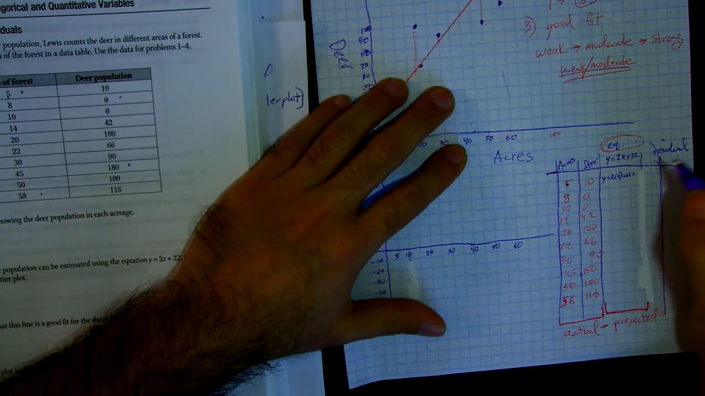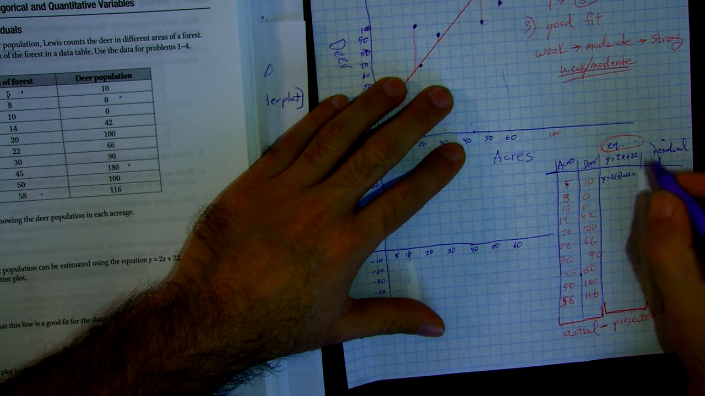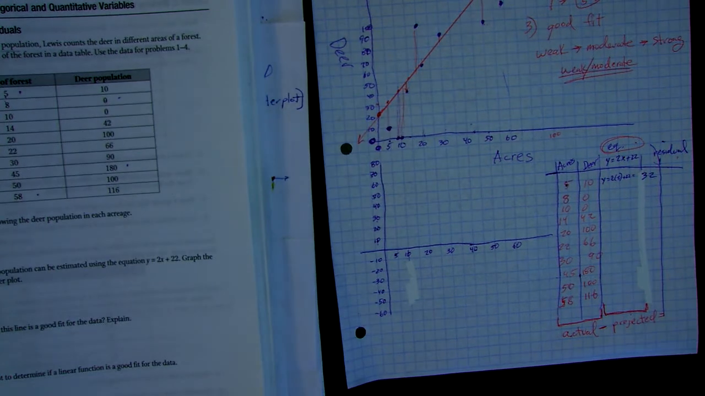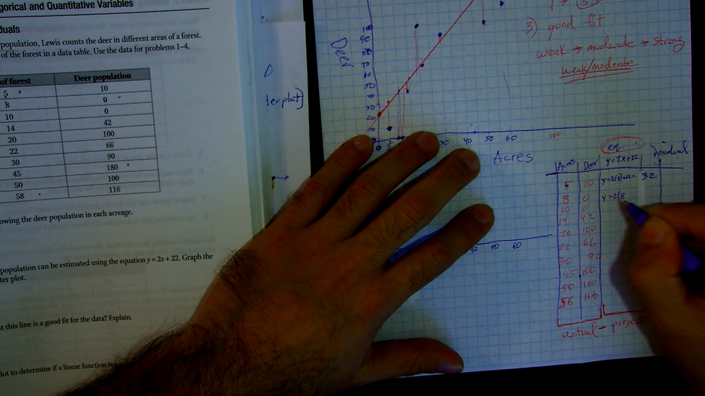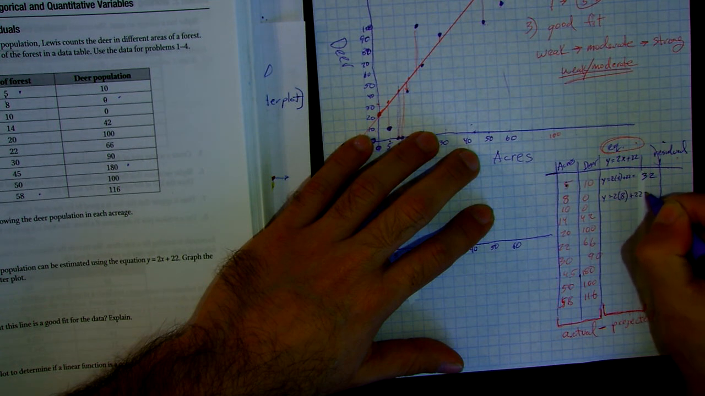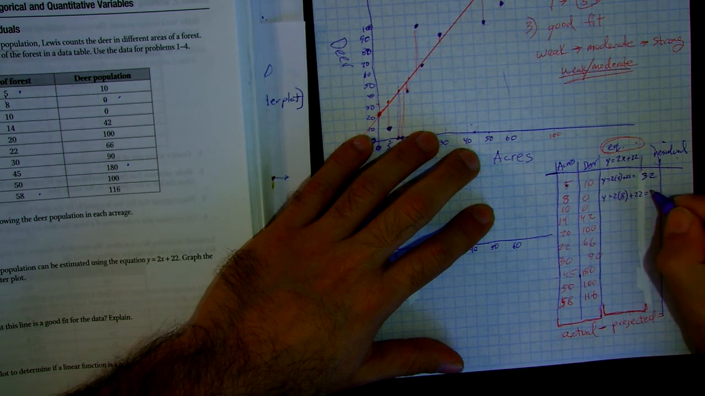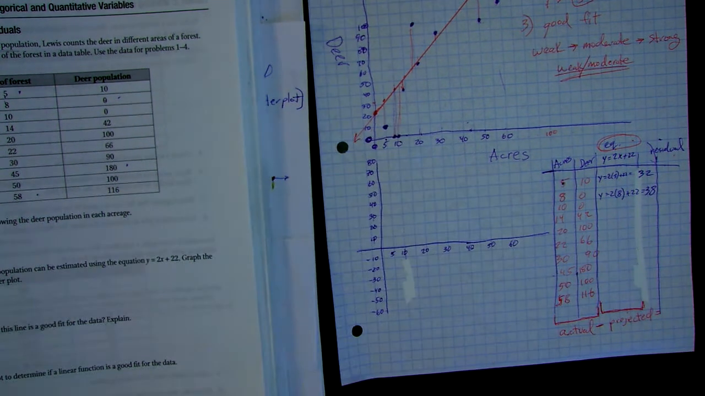Okay. So 2 times 5 plus 22, the line of best fit says that there should be 32 deer on 5 acres of land. So the actual was different. There are only 10. The line of best fit says that on 8 acres of land, 16 plus 22, there should be 38 deer.